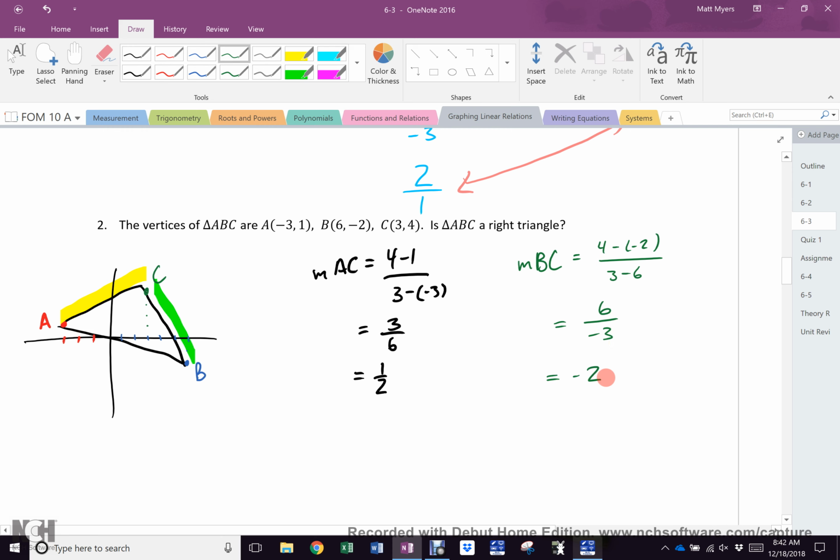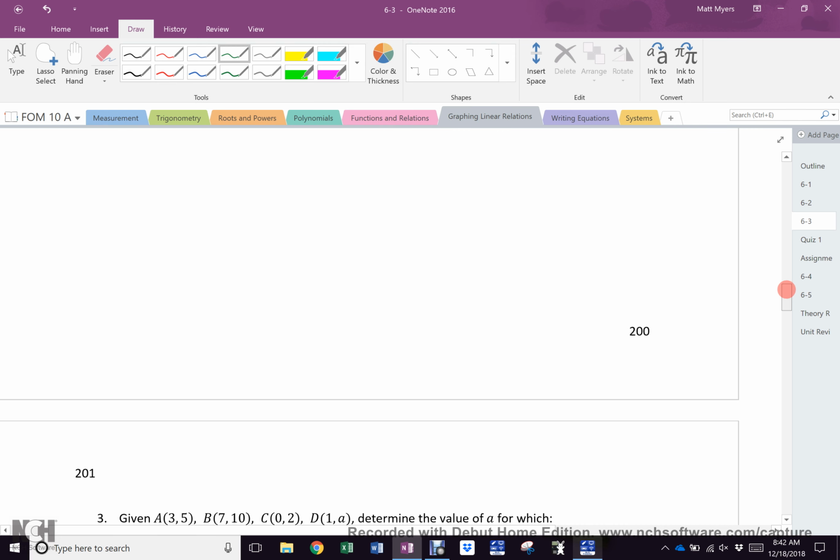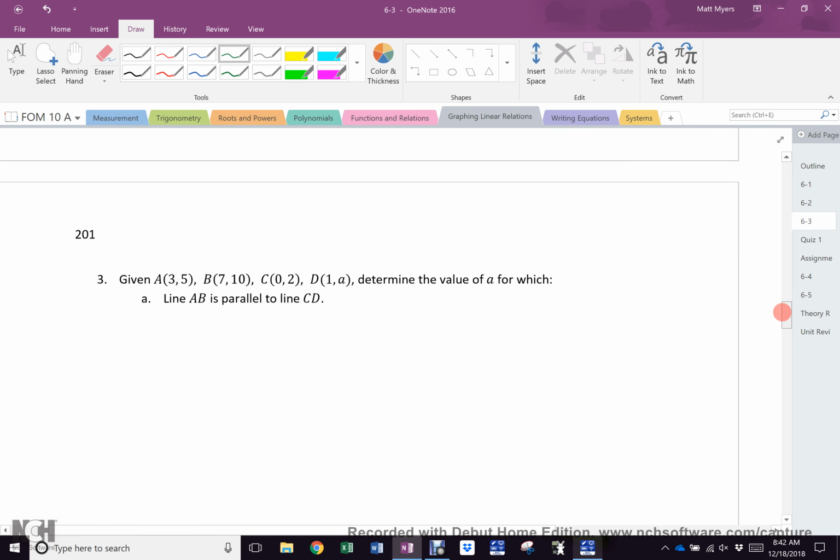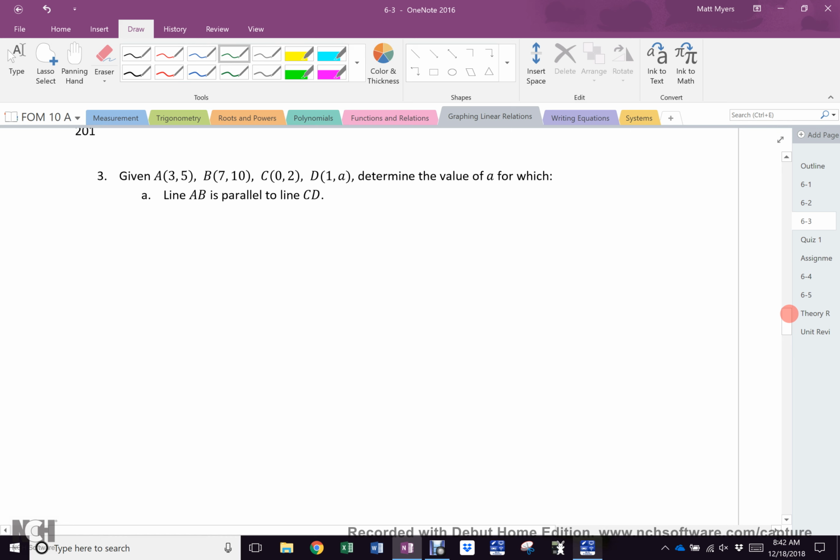Is this a right angle triangle? Yes, because that is 90 degrees because of negative reciprocal slopes. Easy peasy, lemon squeezy. Everybody good? Yeah? Excellent. Next, algebra practice, because you desperately need this.